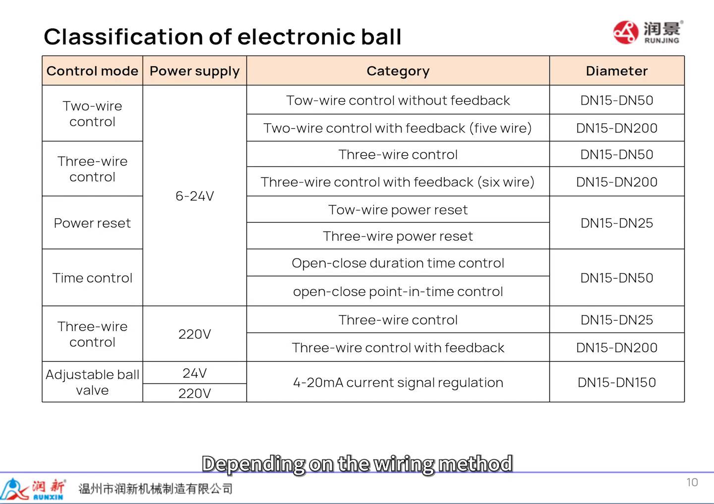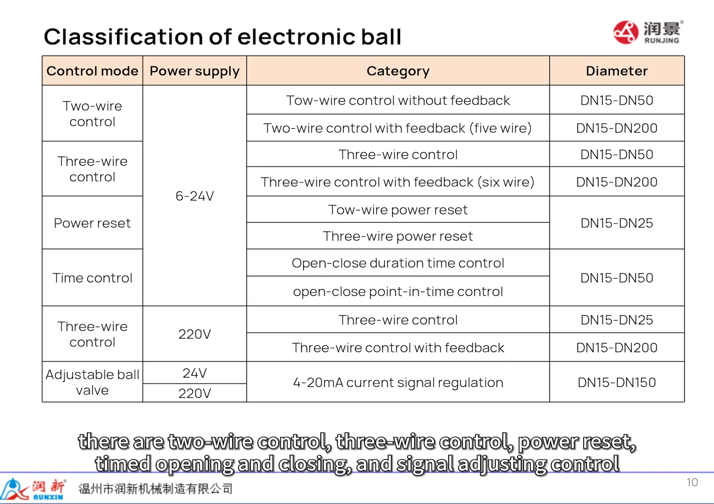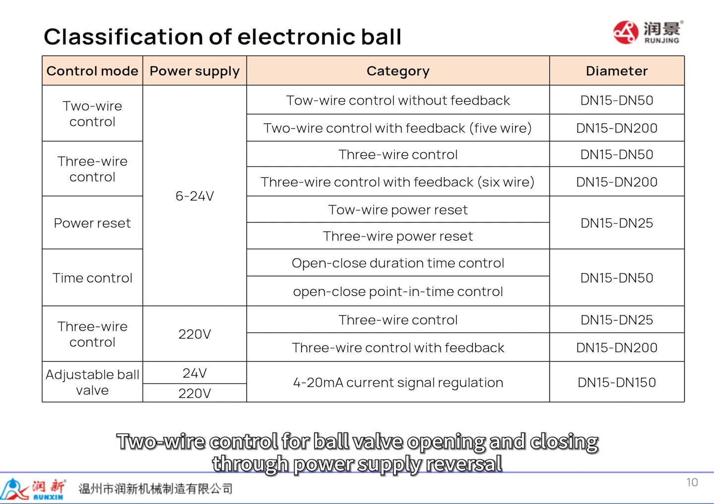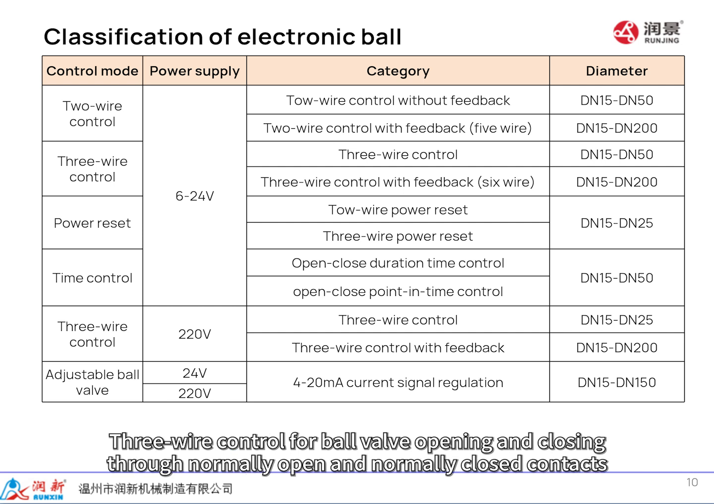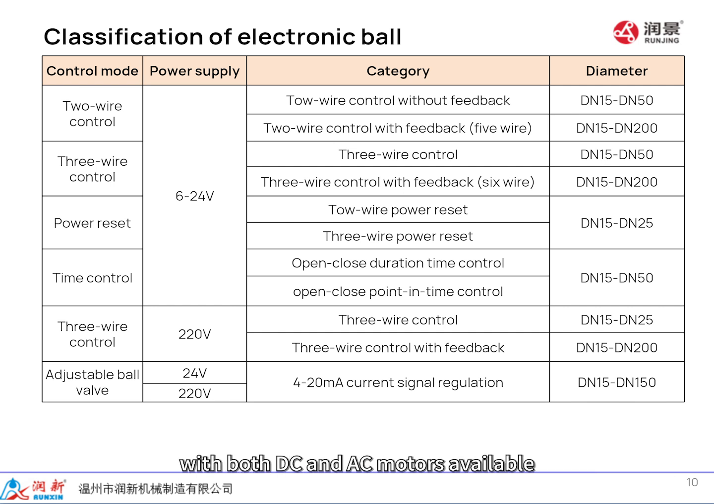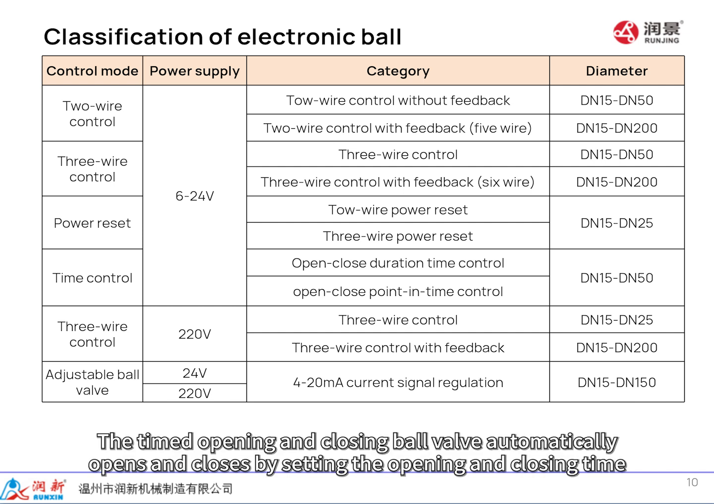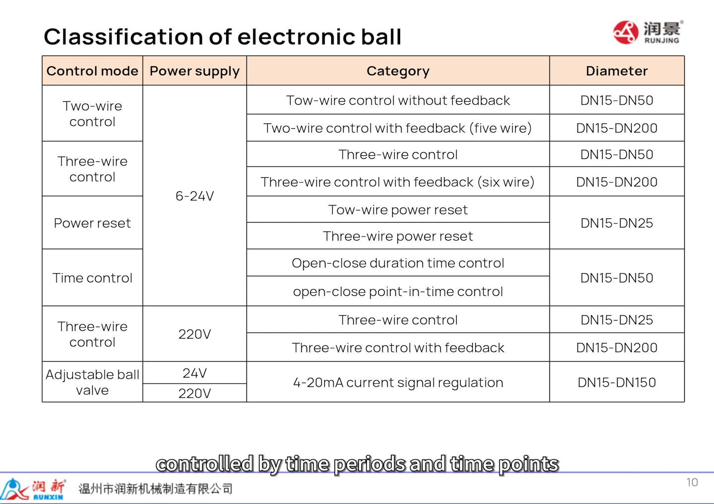Depending on the wiring method, there are 2-wire control, 3-wire control, power reset, timed opening and closing, and signal adjusting control. 2-wire control is for ball valve opening and closing through power supply reversal. 3-wire control is for ball valve opening and closing through normally open and normally close contacts, with both DC and AC motors available. The timed opening and closing ball valve automatically opens and closes by setting the opening and closing time, controlled by time periods and time points.